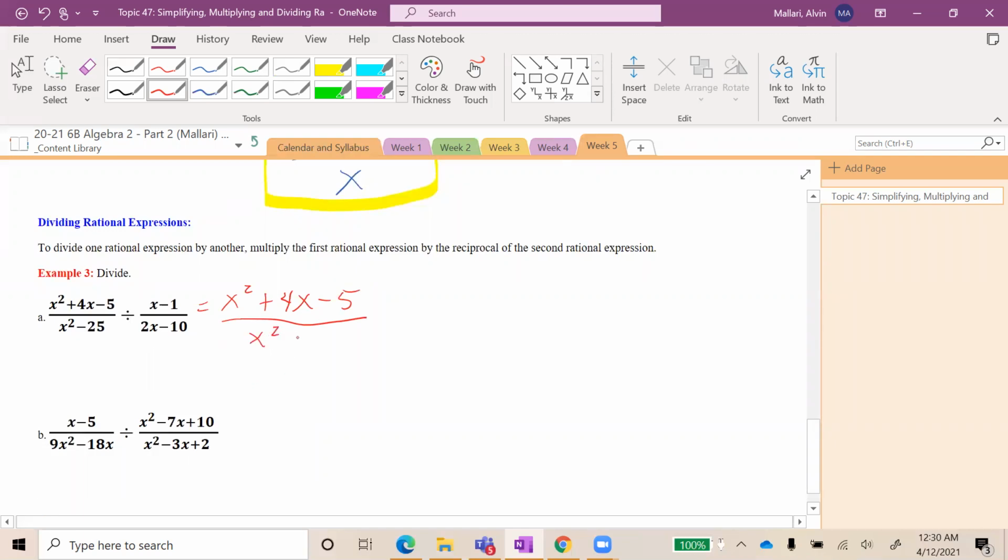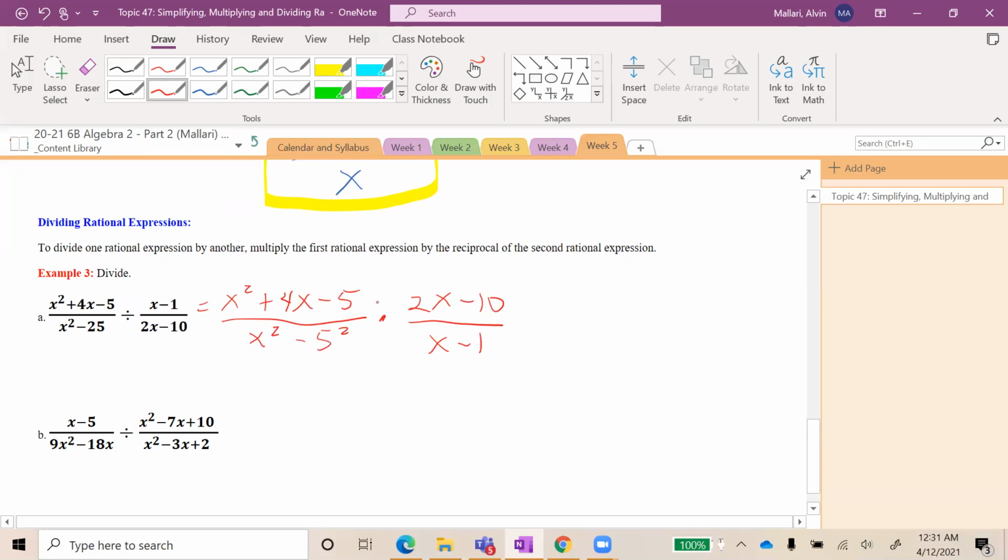Let's change this into a perfect square. So it turns into the difference of two squares. And then we are going to multiply this by the reciprocal of the second rational expression. So the second rational expression would be the reciprocal, 2x minus 10 divided by x minus 1.